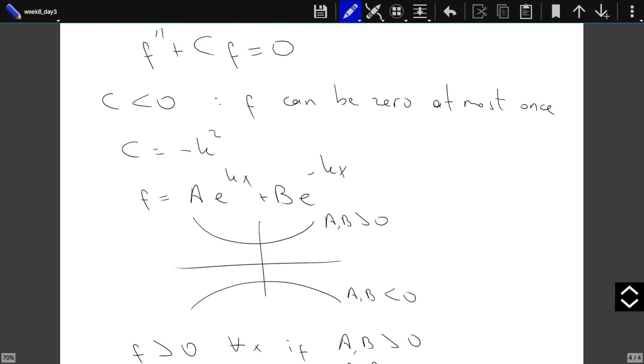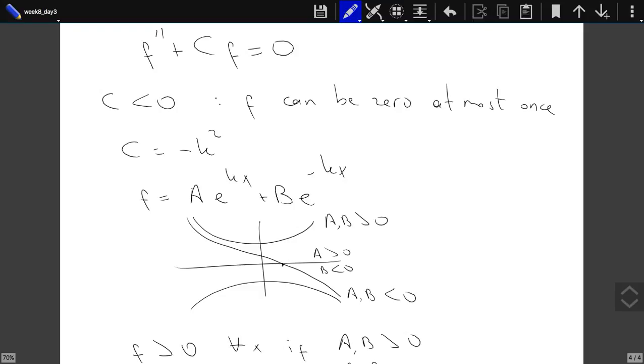Then it's possible that one is negative, the other one is positive. Let's say a is positive, b is negative. In that case, it just looks like a is negative, b is positive. So it will look like this one. This is a is positive, b is negative. How many times does it cross 0? Once.